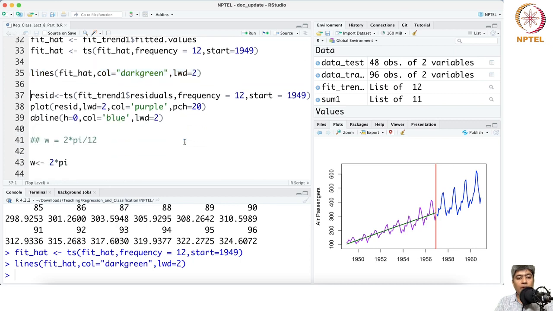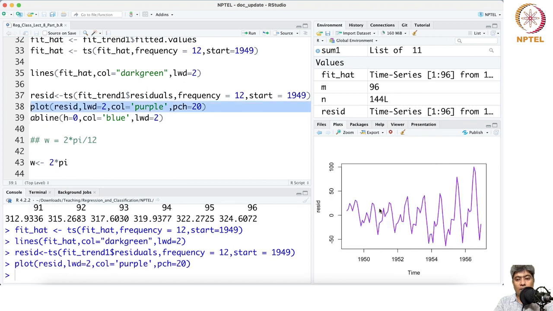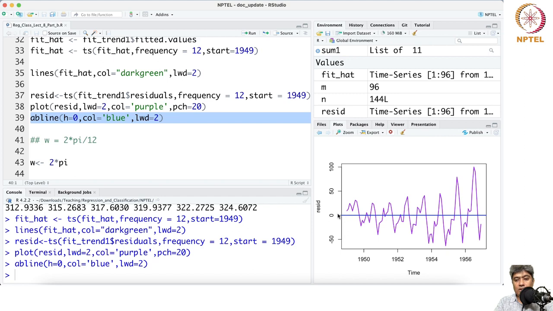and from the fit trend we just extract the residuals as frequencies as time series data and plot them, and these are the residuals. You can see this is the residuals, and we plot a 0 at 0, so some will be negative, some will be positive, and we can see that residuals have the seasonality.